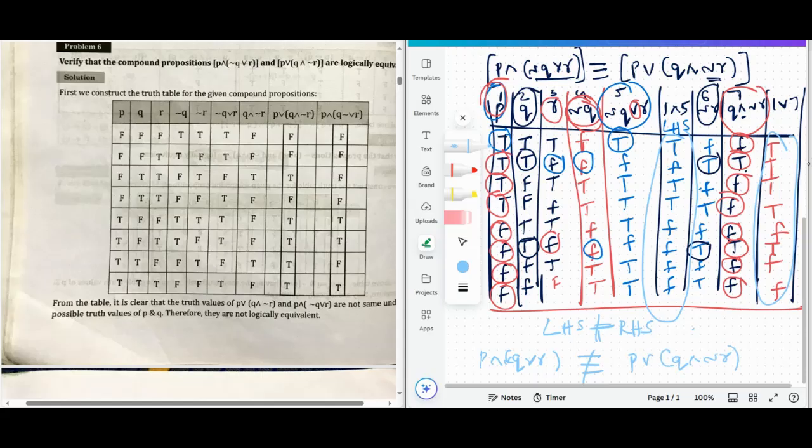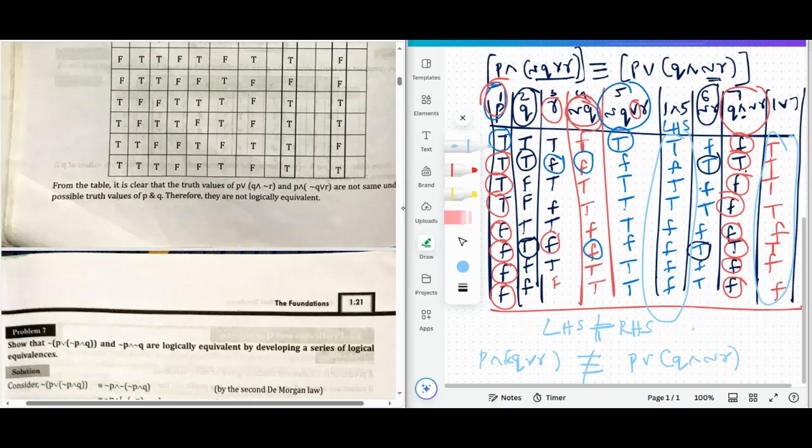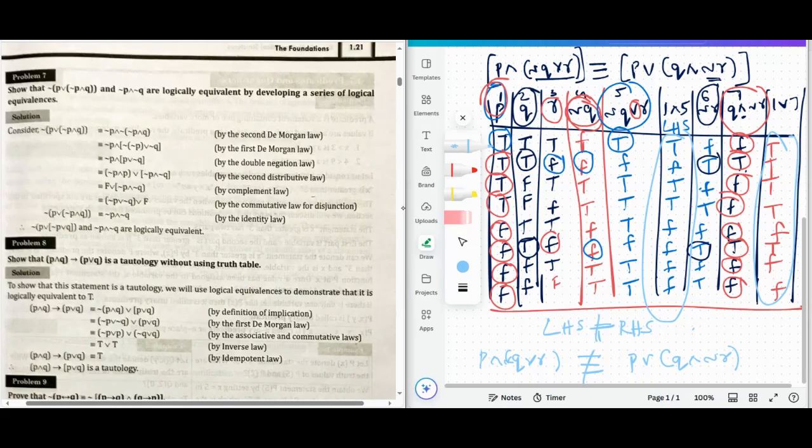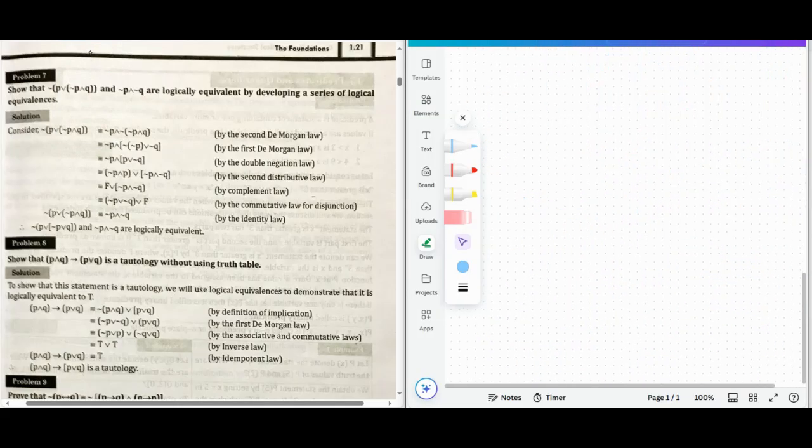It's not necessary that all the values they have given are logically equivalent. Some answers can also be not equivalent, but you have to do it properly. Okay. Then we can even prove by using the laws and properties to prove the problem. So what we have, they've given like here, next one they have given without using the table.